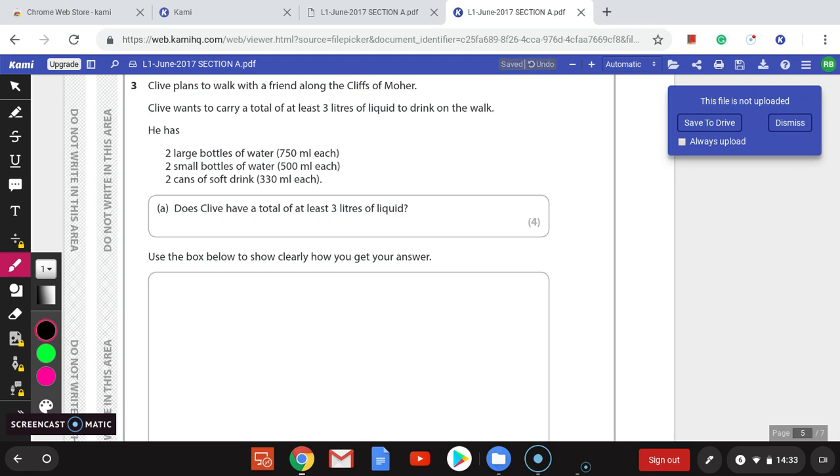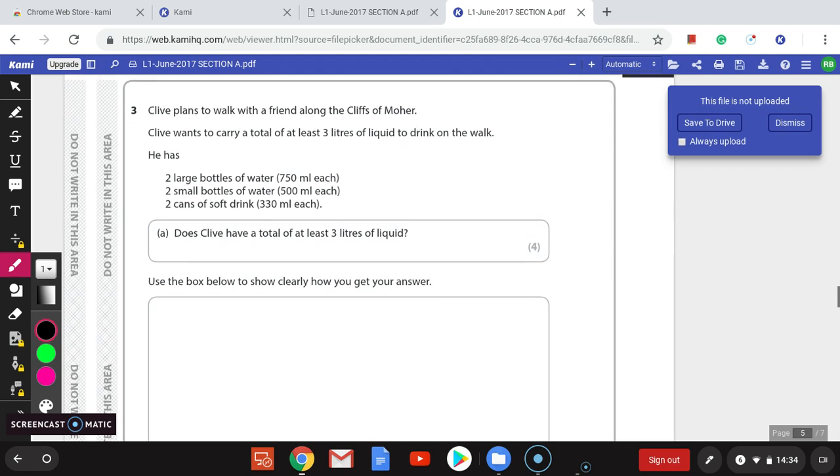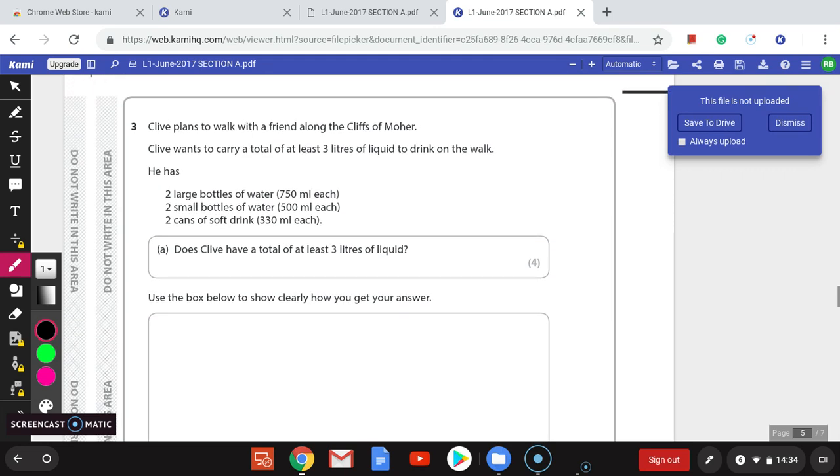Question 3. Clive plans to walk with a friend along the cliffs of Moher. Clive wants to carry a total of at least 3 litres of liquid to drink on the walk. He has 2 large bottles of water, 750ml each. He has 2 small bottles of water, 500ml each, and 2 cans of soft drink at 330ml each. Does Clive have a total of 3 litres of liquid?